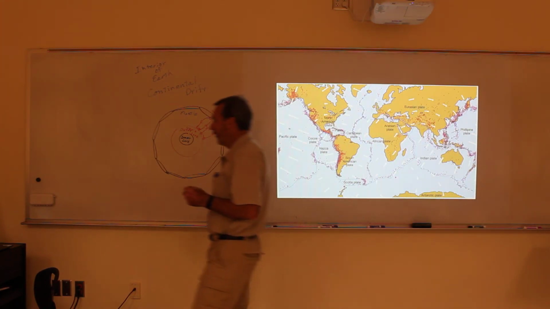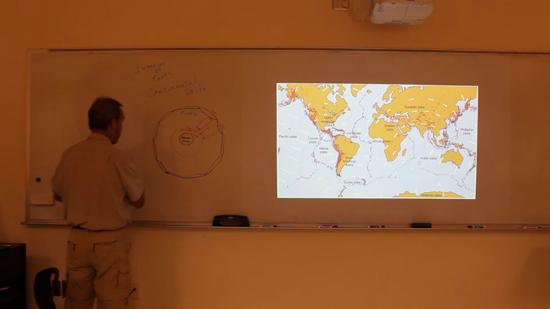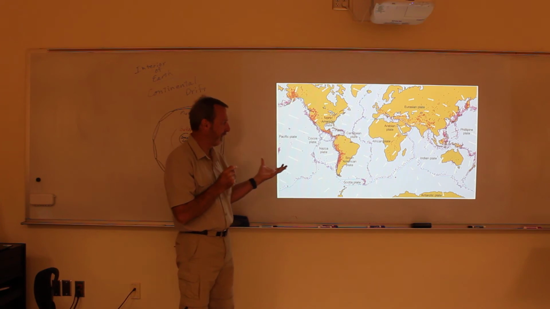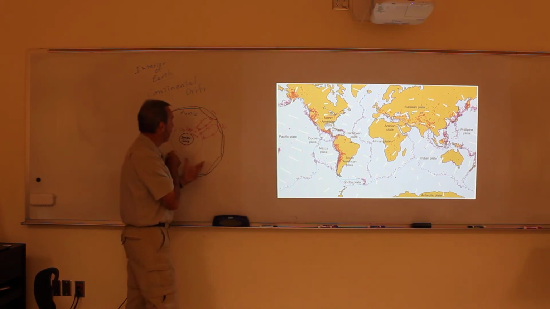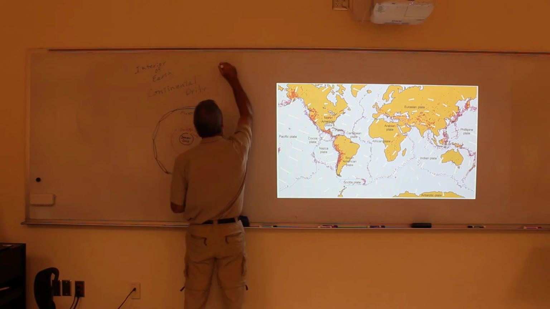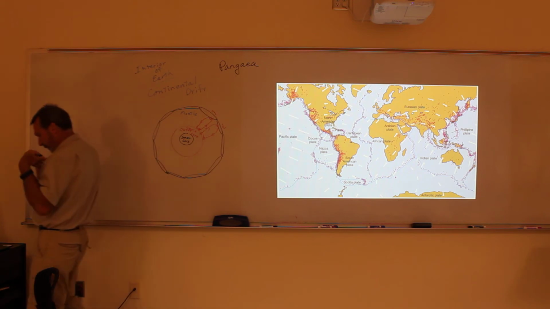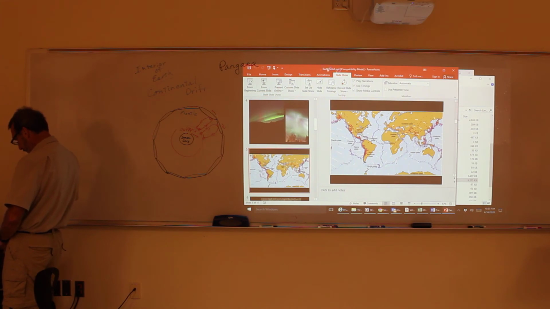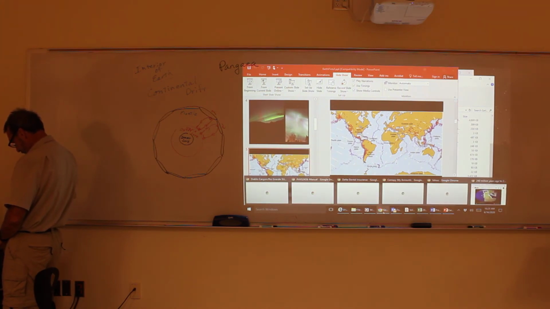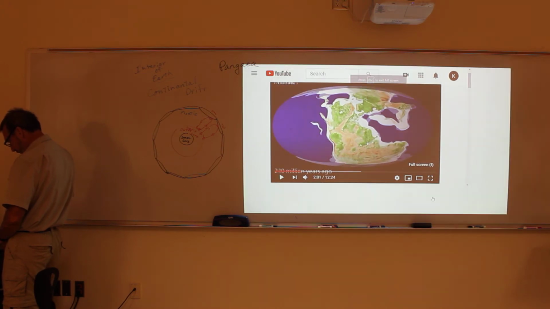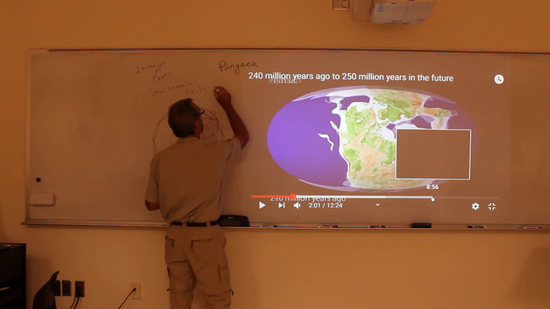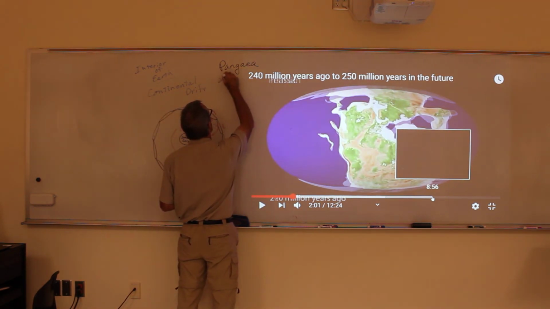Okay? So if the plates have drifted over time, then in the past the continents weren't in the same position they are now. And so we can run backwards. We're going to run back to a time when there was a supercontinent named Pangaea. So let me see if I can make this work here. There it is. So we're going to go back about 250 million years ago.